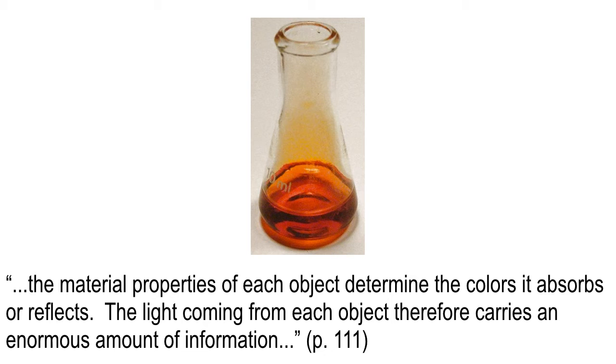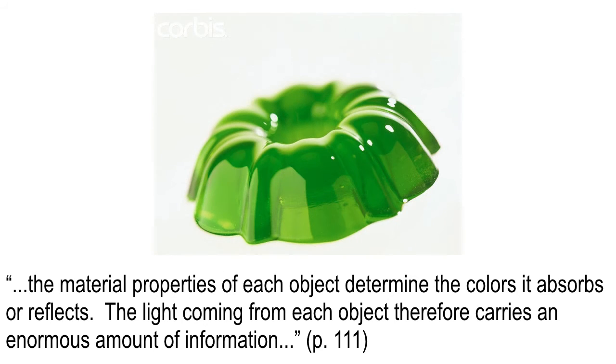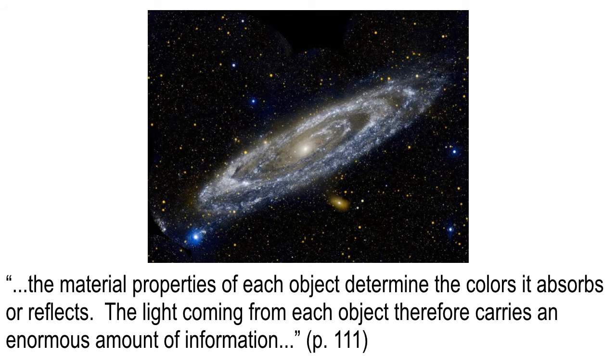And really what it carries an enormous amount of information about is the electrons. You know, what the electrons are doing, at least in the surface of that particular object, whether it's a beaker of bromine gas, a delicious plate of green jello, or a bunch of stars in the Andromeda galaxy. And it's the electrons that tell the tale. The electrons, as we will learn a little bit this semester, control the spectra.